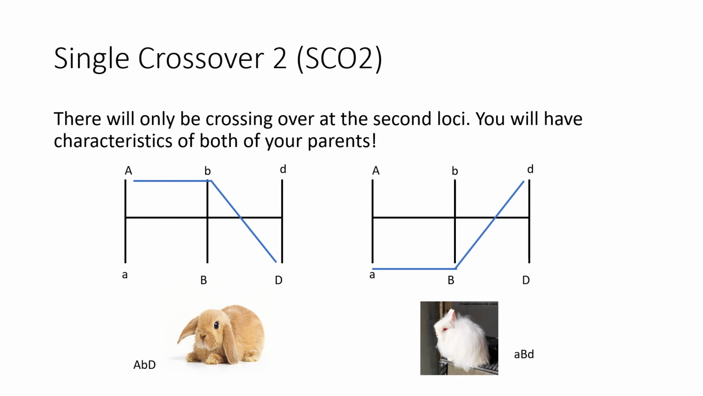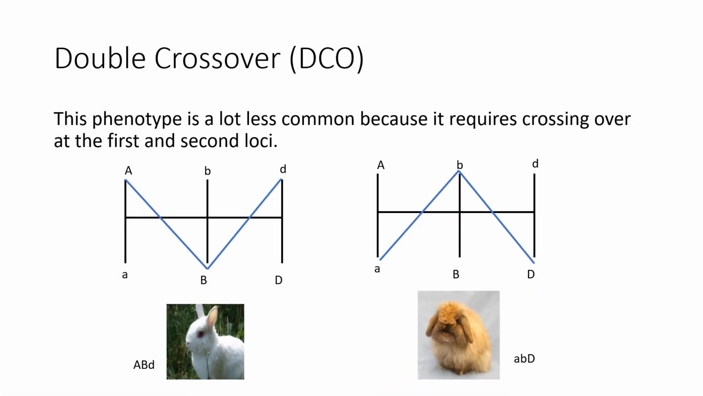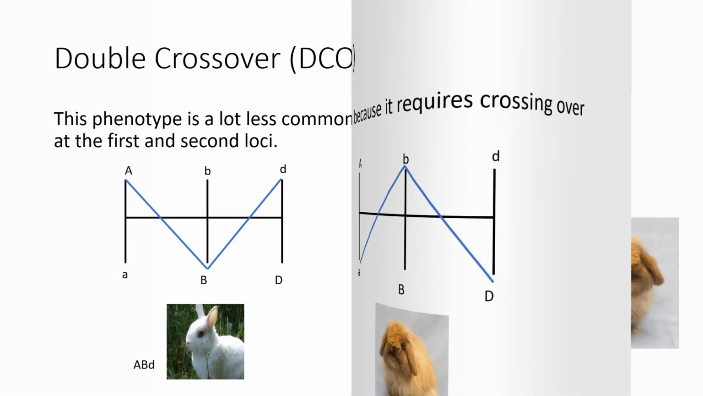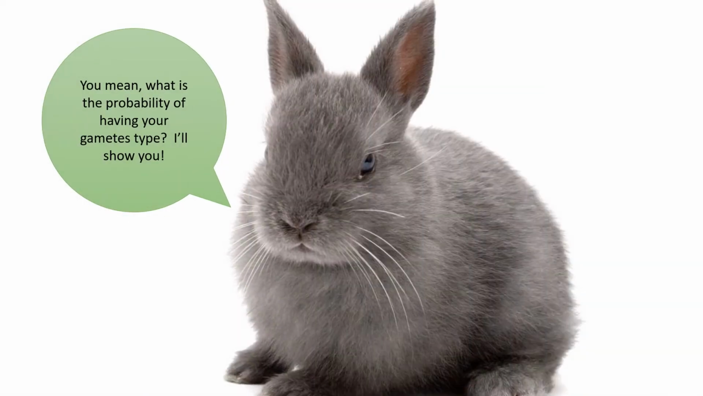Single crossover 2 is when there's only crossing over at the second loci. You will also have characteristics of both parents. Double crossover is a lot less common because it requires crossing over at the first and second loci. So then what is the probability of looking like us? I'll show you.